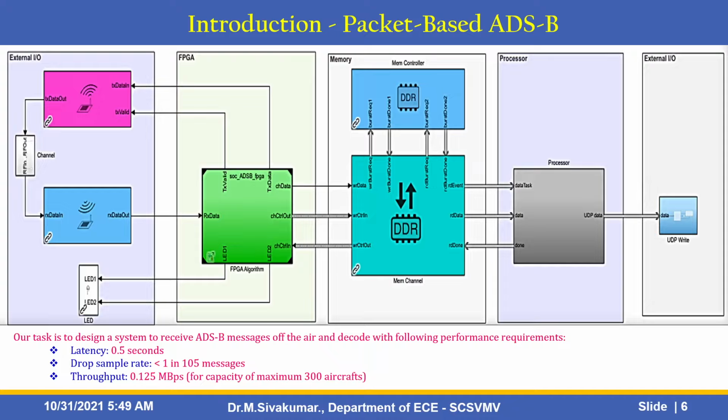What are the assumptions to design this system? To receive ADS-B messages over the air and decode them with the following performance in terms of latency, dropped sample rate, and throughput. What is the latency? Assume 0.5 seconds, a dropped message rate of no more than 1 in 10^5 messages, and throughput of 0.125 Mbps for a capacity of maximum 300 aircraft.